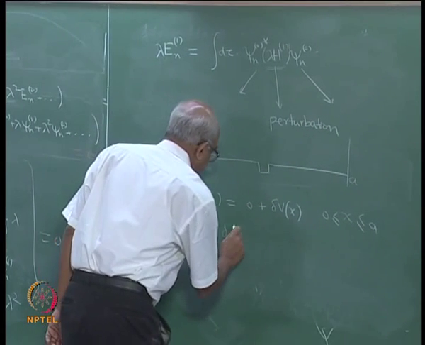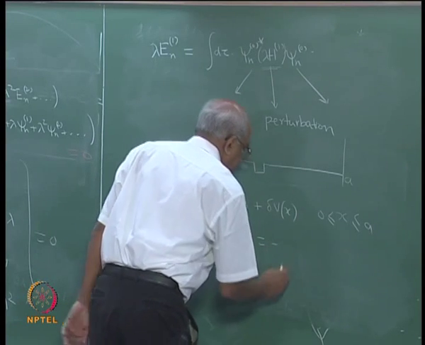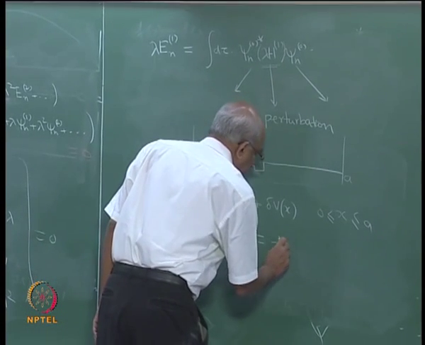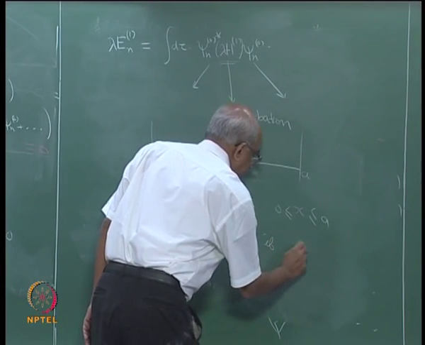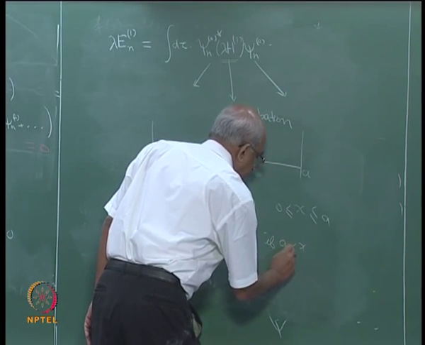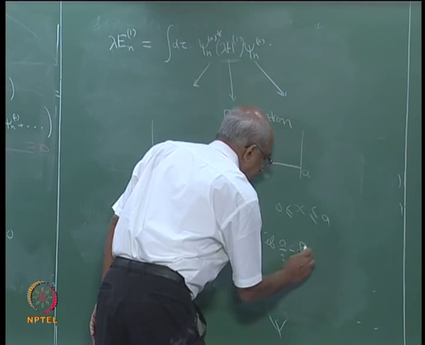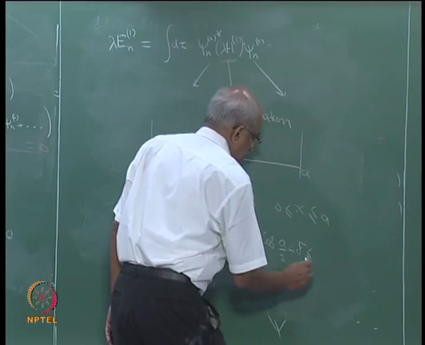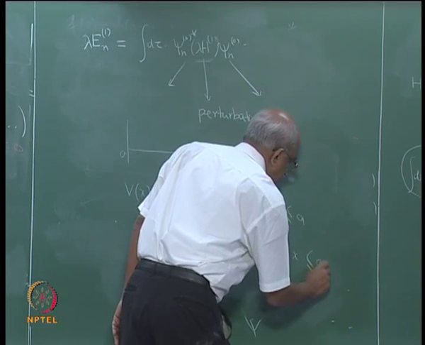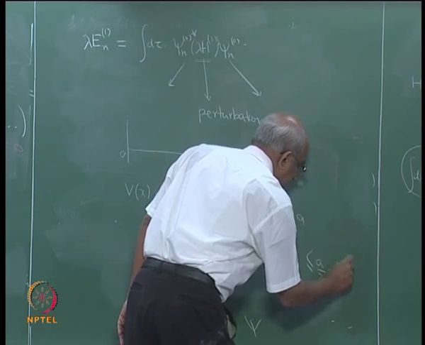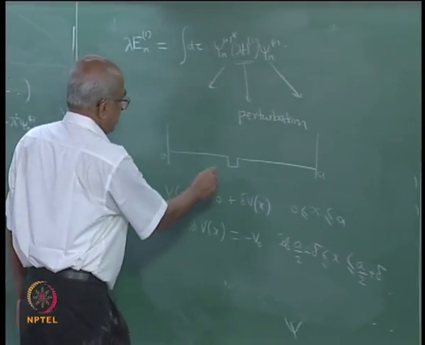What is the definition of delta V of x? It is equal to some, what do you want to call it, minus V0 if x is between A by 2 minus delta and A by 2 plus delta. All that I am saying is, you see, this is the middle of the box.